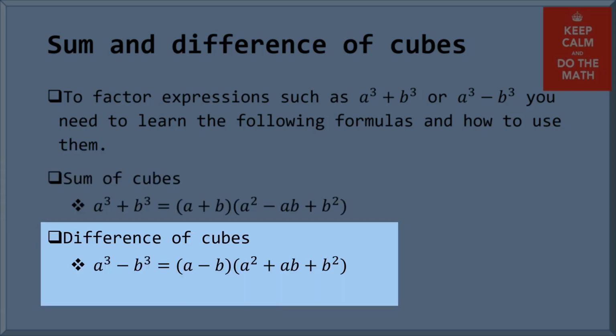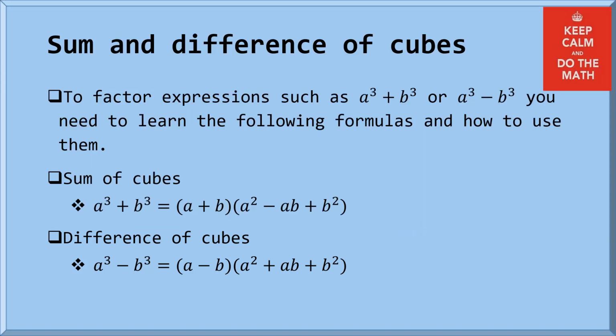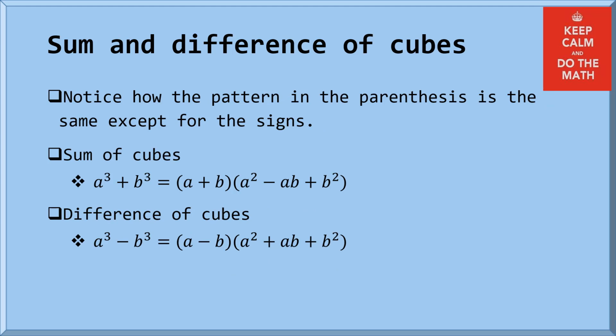Difference of cubes is a cubed minus b cubed, and it factors into a binomial of a minus b and a trinomial of a squared plus ab plus b squared. Notice how the pattern in the parentheses is the same except for the signs. And this is the best way I've found to learn this. First, I want to memorize the right side in terms of the variables and the letters.